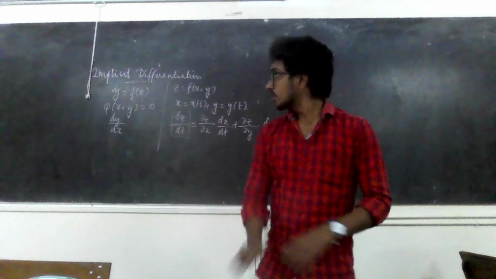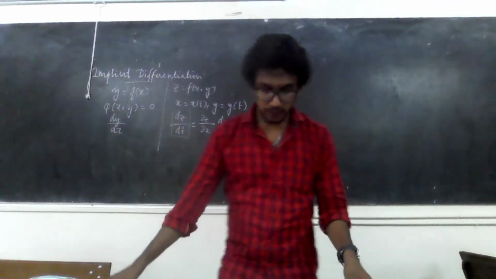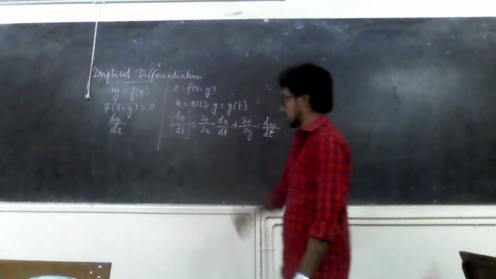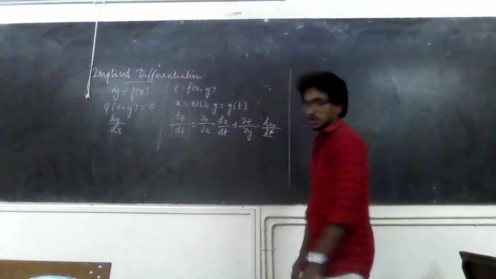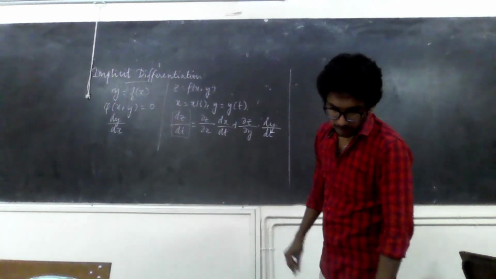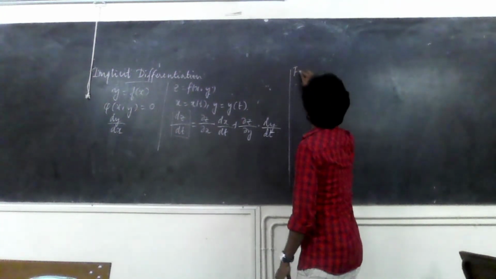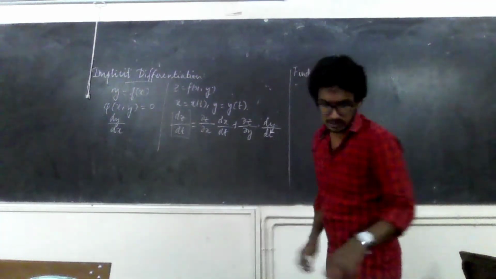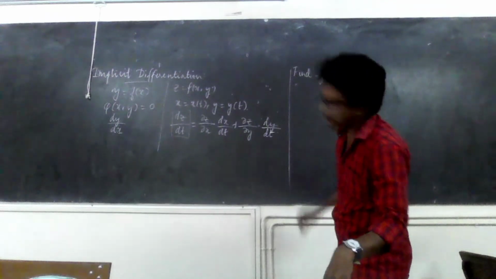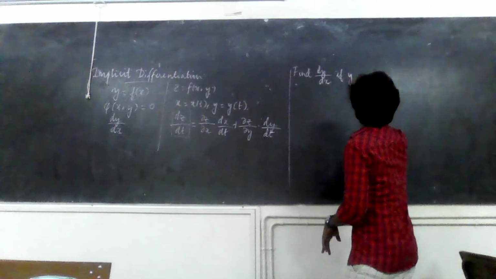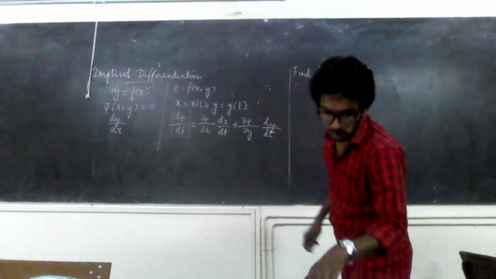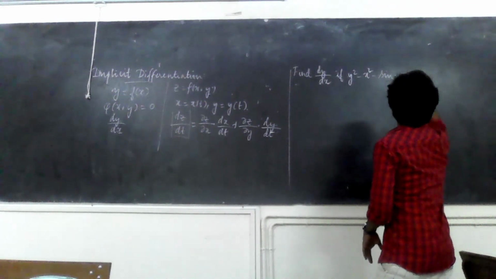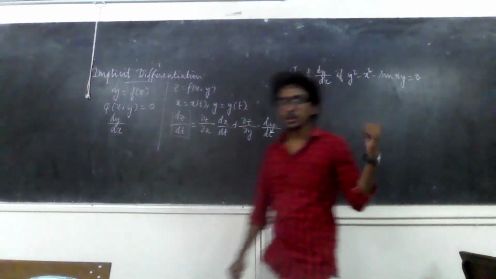Let me give you a problem so that you can identify what it is. Let me work out a problem and then explain the ideology to you. Find dy upon dx if y square minus x square minus sin xy equals 0. So this is the thing that we have.